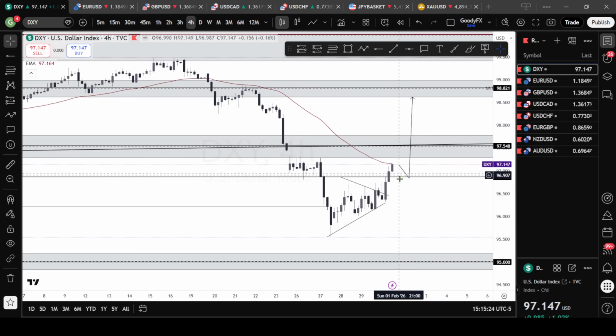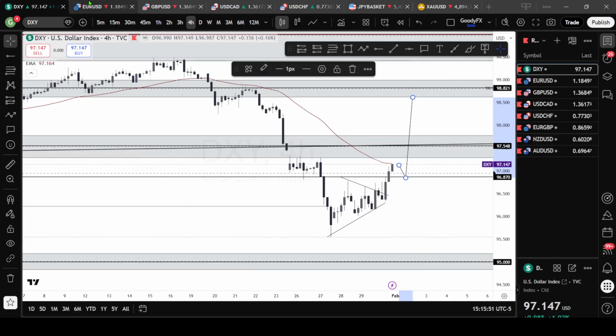So now you know that any analysis I'm doing on DXY will be the opposite of EU, GU, and other pairs, that you get what I'm trying to say. AUD USD, New Zealand USD, and the rest. Now I'm bullish on DXY. Now what should I be doing for EU and GU?